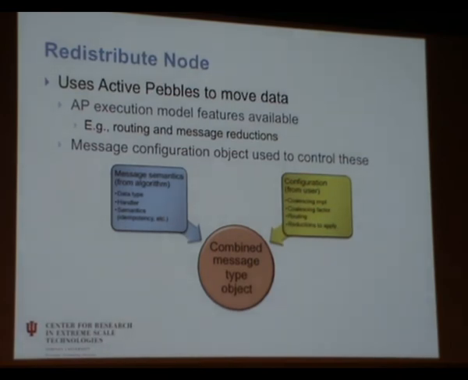Now the only node that does communication is the redistribute node, which gives you all of the active Pebbles features. And then those are controlled by a message configuration object. The reason that's done is to allow modularity for user-defined generic code, where you have a library writer who defines the semantics of their messages, and then a caller or some tuning system that supplies how it's going to be done based on the message semantics.